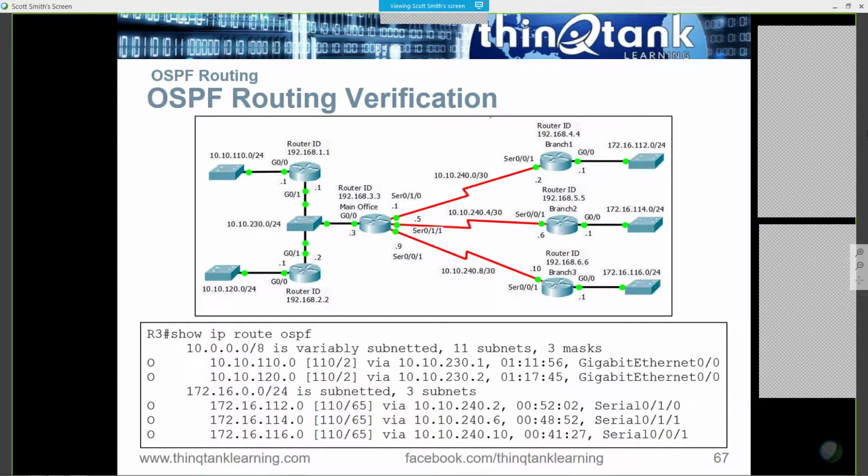To get to the 110 network from router number 3, which is this one over here, it has a metric of 2. Now that looks like hop count, doesn't it? But actually it's not hop count. It's the cost of this link plus the cost of that link. This interface and this interface. And we already determined that the cost of a gig interface is 1. So 1 plus 1 is 2. The metric for OSPF is a lot simpler to visualize than it is for EIGRP.